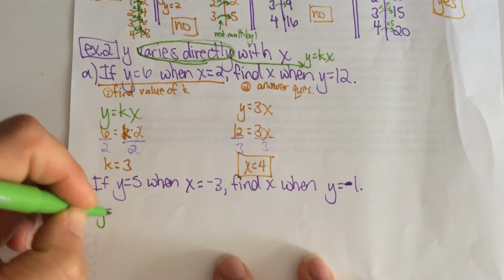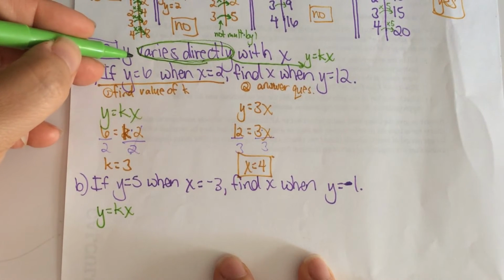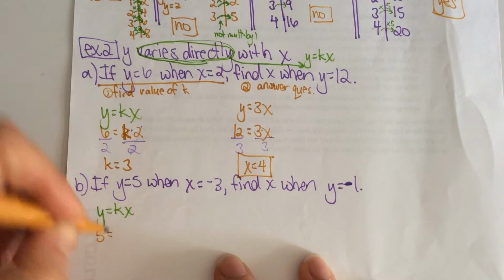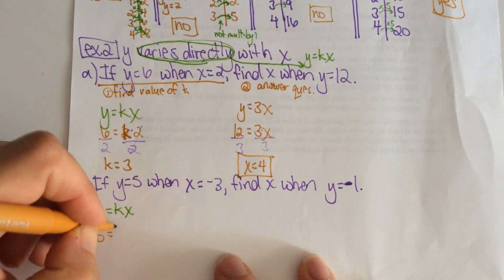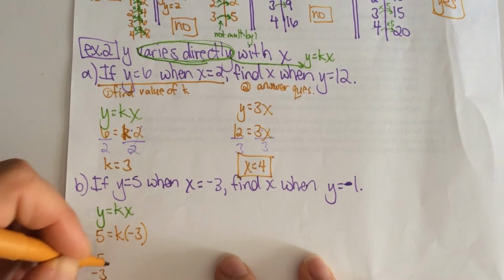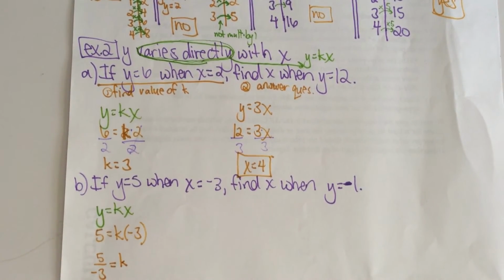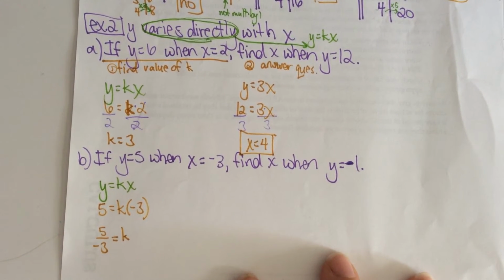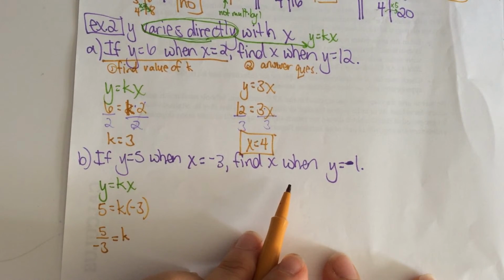So again, we're going to use y equals kx. It's the same directions for both problems. I'm going to plug in the y. Make sure you're putting the y in the correct spot and the x in the correct spot. So I'm going to do that. I'm going to divide by -3 to get the k by itself. So hopefully you got the value of k. Now I want you to answer the question.